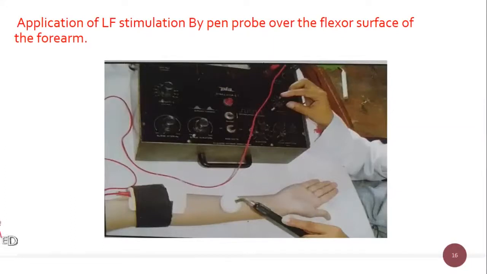This is the application of the pen electrode and the stimulation of the flexor group of muscle. The pen electrode is placed over the motor point of the flexor group of muscles, and the therapist is increasing the intensity to get the muscle stimulation and the contraction of the muscle.